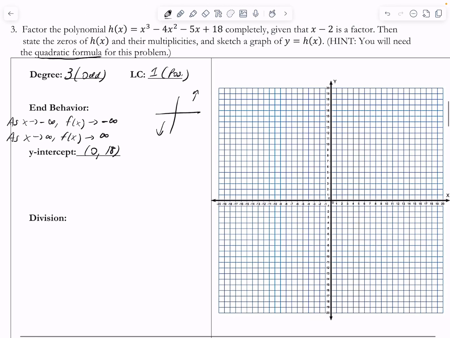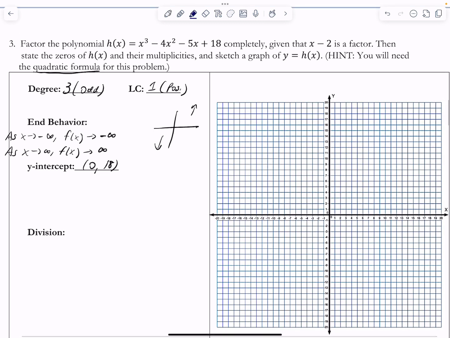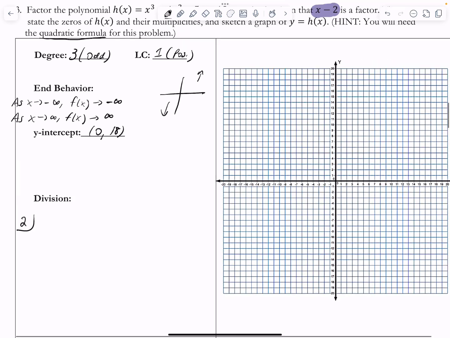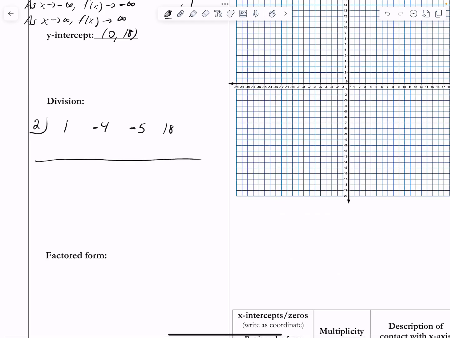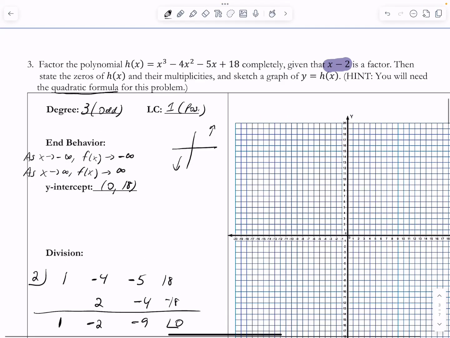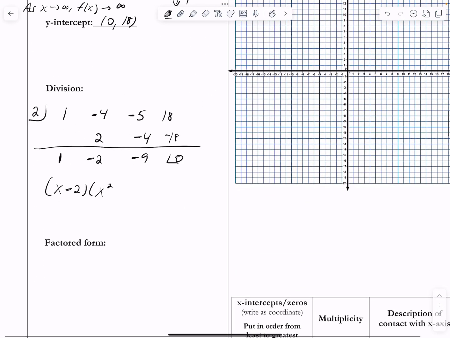In terms of the division, again, seeing that x minus 2, I'm going to think opposite and put positive 2. So that's 1, negative 4, negative 5, and 18. I'm going to bring down the 1, multiply by the 2 to get 2, add, multiply, and we get 0. So my factors are x minus 2, right? That was the one they gave us at the beginning. And then x squared minus 2x minus 9.